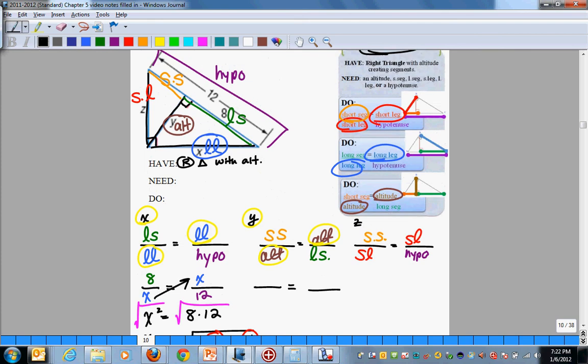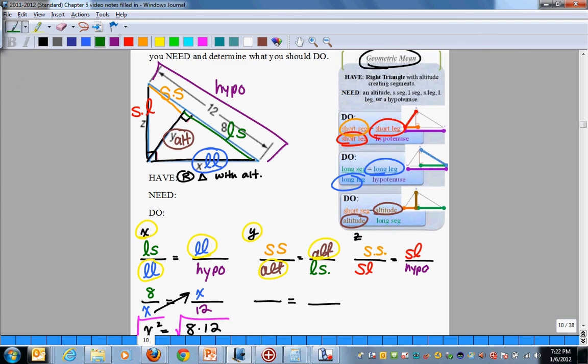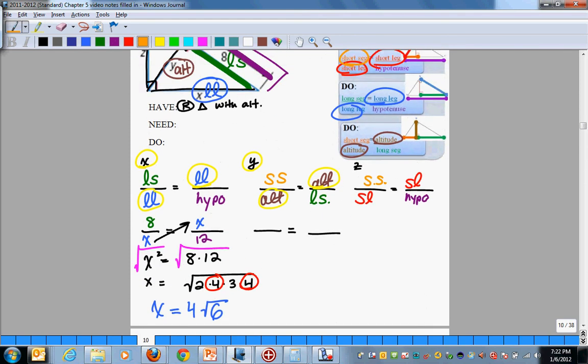For y, my short segment. Well, I don't have my short segment, but what I do know is if this whole thing is 12 and this is 8, I can find my short segment, 12 minus 8, so that means this, of course, is 4. So my short segment here is 4 over my altitude, which I don't know, and we're calling y, equals my altitude y over my long segment, which is 8. So we get y times y, which is y squared, equals 4 times 8.